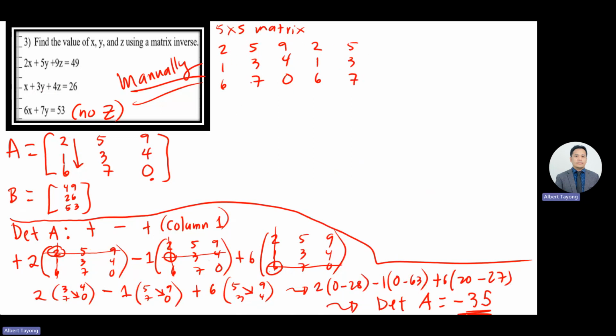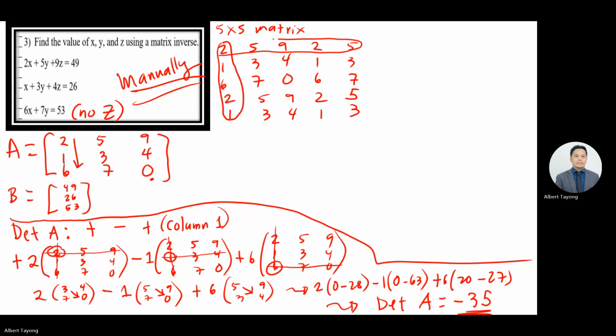And now you copy the first 2 rows. We have 2, 5, 9, 2, 5, 1, 3, 4, 1, 3. So as you can see, our matrix is now 5 by 5. So what you're going to do is to delete column 1 and row 1. Okay, so it will become 4 by 4. So from 3 by 3, it becomes 5 by 5. Then deleting column 1 and row 1, it becomes 4 by 4.